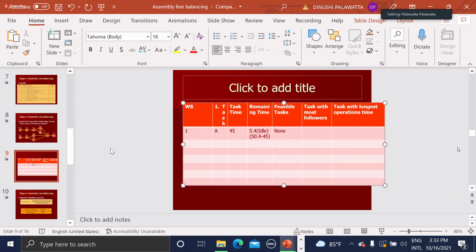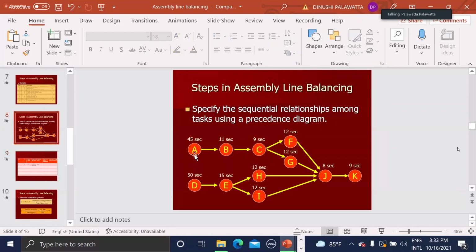So next, once A is allocated with the more followers rule, you have feasible tasks B and D. Those are the candidates for workstation 2. B has 5 following tasks, whereas D also has 5 following tasks, like 1, 2, 3, 4, 5. So then D's time is 50, which is longer than B's time. Therefore, we tie break. In the tie break, D is selected.